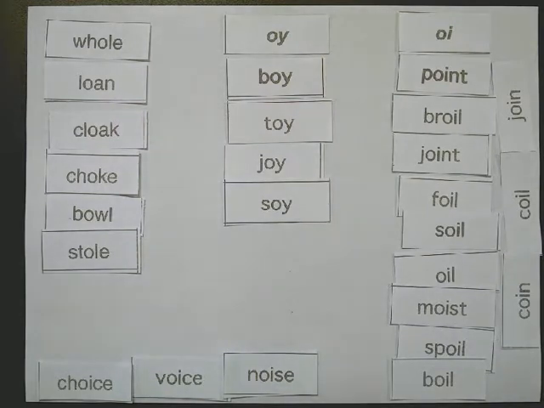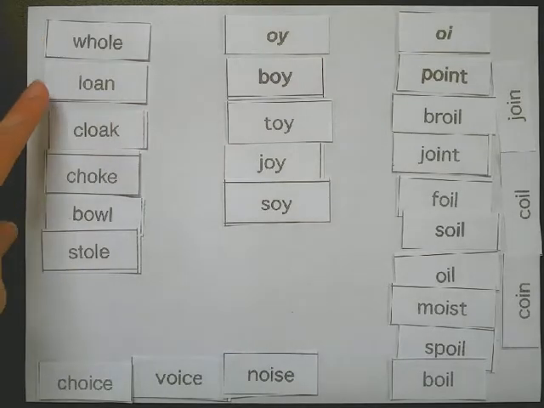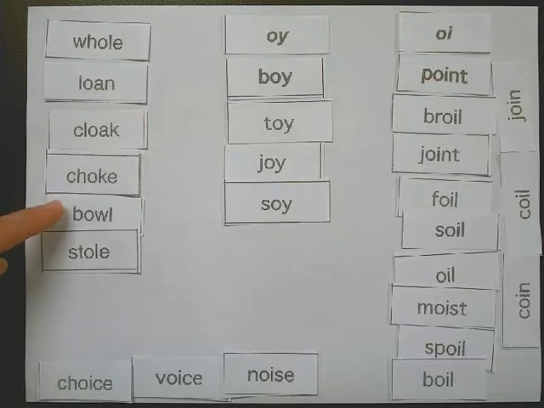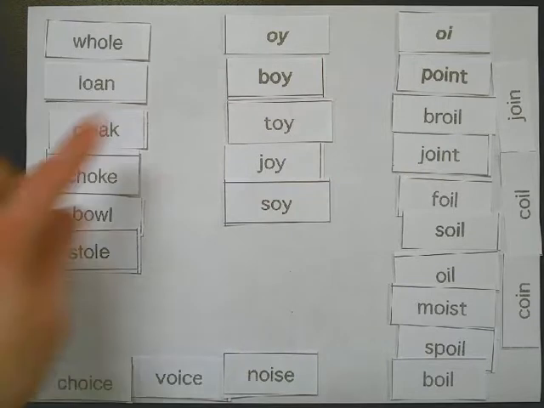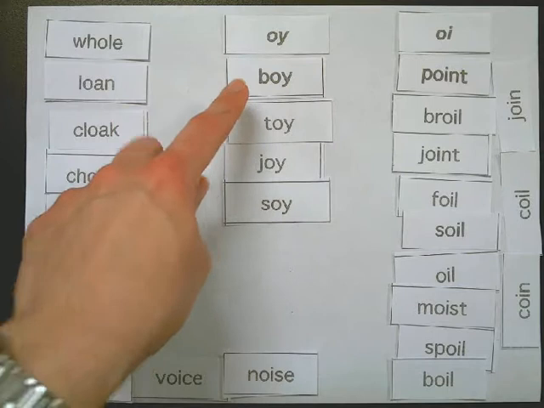Make sure that you have sorted your words this way. I'm going to read down the columns to remind us of what we're listening for. In these words, we're listening for a long O sound. Even though the spelling patterns are different, they all make the long O sound. Whole, lone, cloak, choke, bowl, stole. All of those have a long O sound.